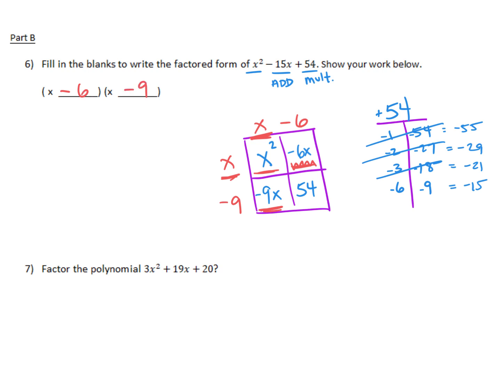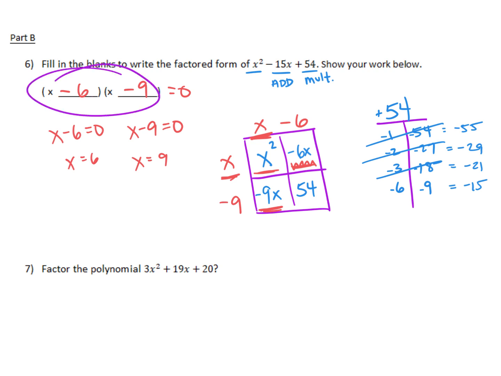Cool, cool, cool. Now we could solve that if we were asked to. If we had it equal to 0, we could say x minus 6 equals 0, x minus 9 equals 0. And you could solve that, you know how, but they didn't ask for it. You'd say x equals 6, x equals 9. All right, but they didn't ask for it. All they asked for is that. Cool, cool. The next one's pretty darn similar.